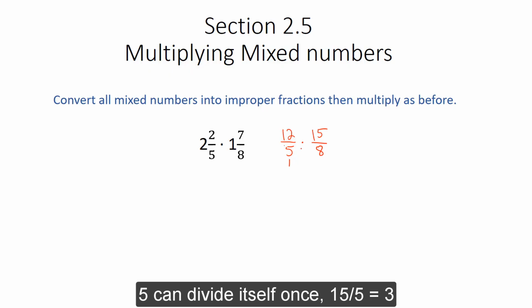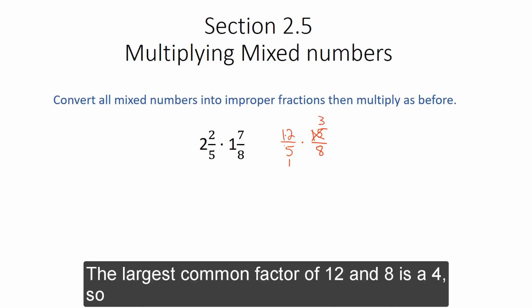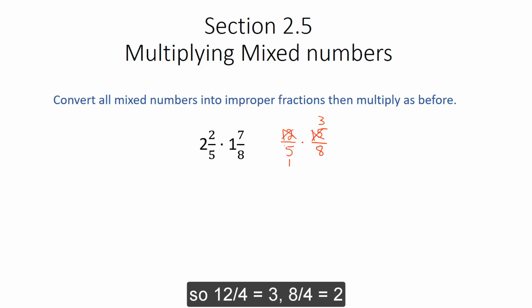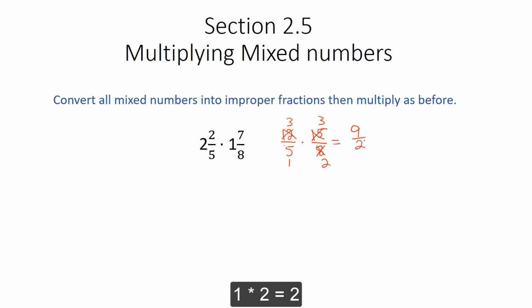5 can divide itself once. 15 can be divided by 5 3 times. The common factor of 12 and 8 that's the biggest is a 4. So 12 divided by 4 is 3. 8 divided by 4 is 2. We then multiply. 3 times 3 is 9. 1 times 2 is 2.